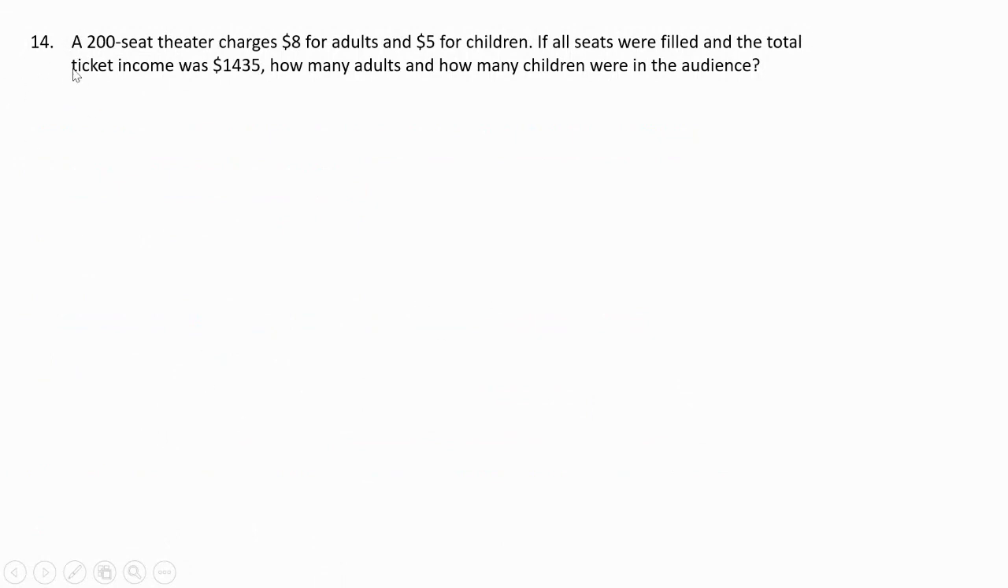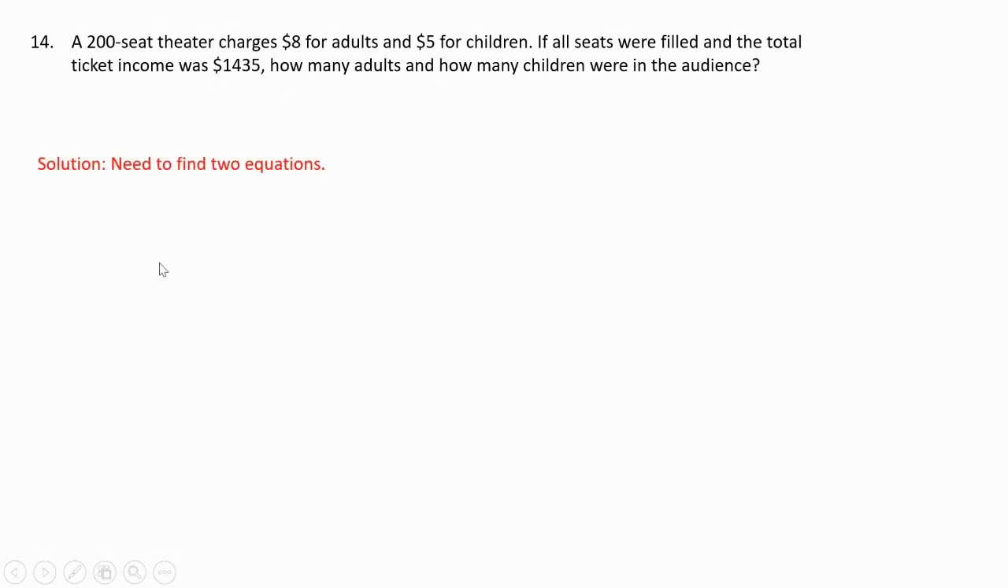So here's how you apply that concept into a real life situation. It says here, a 200-seat theater charges $8 for adults and $5 for children. If all seats were filled and the total ticket income was 1,435, how many adults and how many children were in the audience?